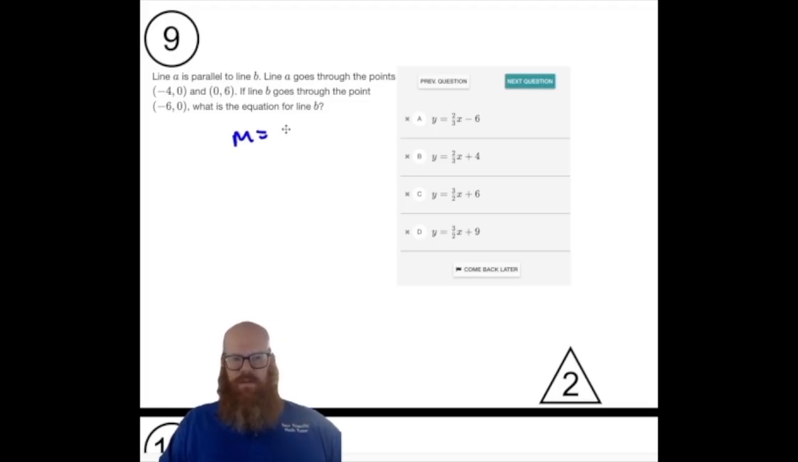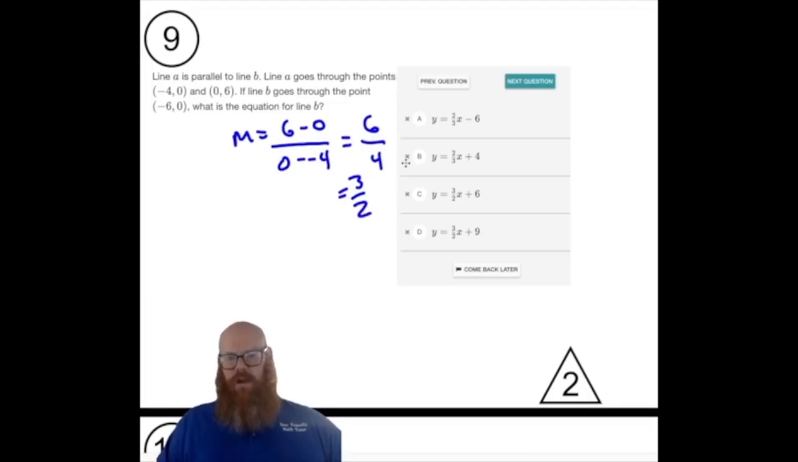So the slope is going to be 6 minus 0 over 0 minus -4. I'm really writing that out just so we don't make any silly mistakes. So 6 over 4 is 3 over 2. So if it's parallel, then the slope has to also be 3 over 2.